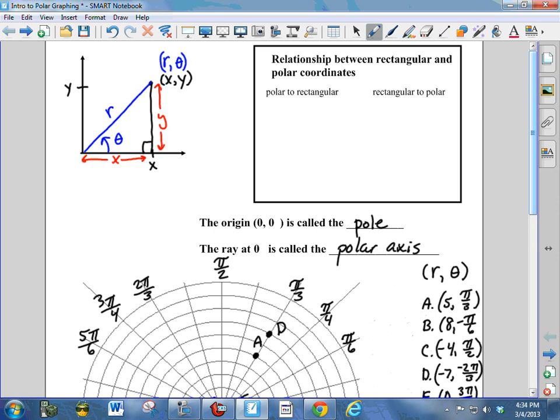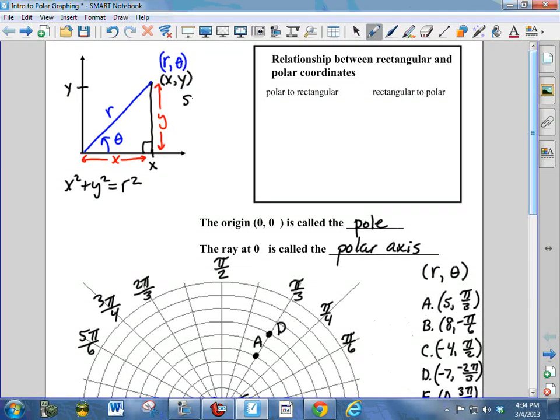And let's think of some relationships that help us to connect x and y to r and theta. One of those relationships, probably the first one you think of, is the Pythagorean theorem. I know that x squared plus y squared equals r squared. And the other relationships that may pop to mind quickly are the SOHCAHTOA relationships.